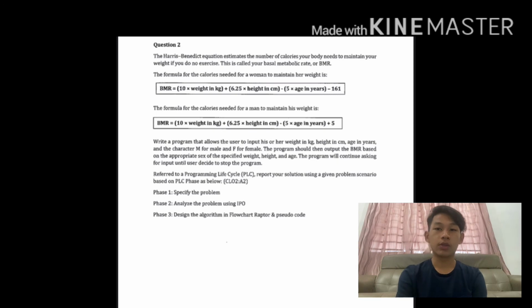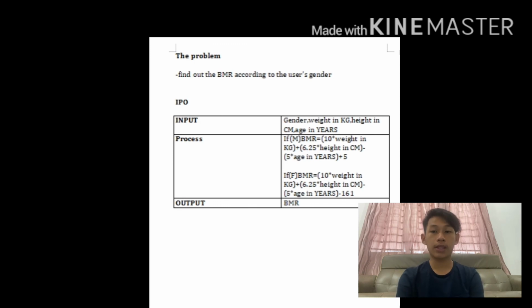Okay, this is for question 2. First, specify the problem. The problem is to find out the BMR according to the user's gender. Input and IPO. Input: gender, weight in kilograms, height in cm, age in years. Process: if male, BMR equals 10 times weight in kg plus 6.25 times height in cm minus 5 times age in years plus 5. If female, BMR equals 10 times weight in kg plus 6.25 times height in cm minus 5 times age in years minus 161. And output, we can get the BMR.